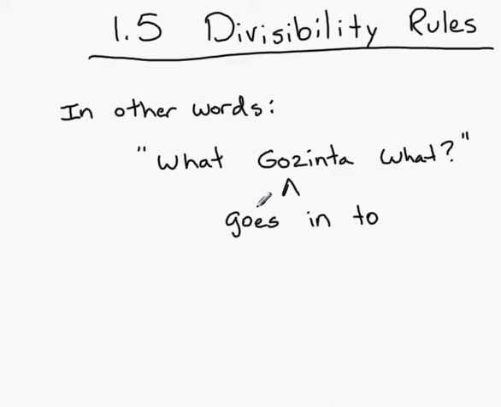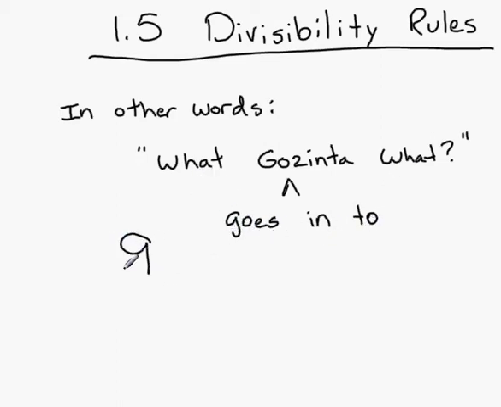Lesson 1.5, Divisibility Rules. We're going to look at many of the single-digit numbers today and talk about their divisibility rules and how they work out as far as coming up with division with no remainders. In other words, what we're looking at here is a really horrible word. It's not even a real word, but it's called gazinta. And what we're going to figure out is what goes into what, meaning what number goes into another number.